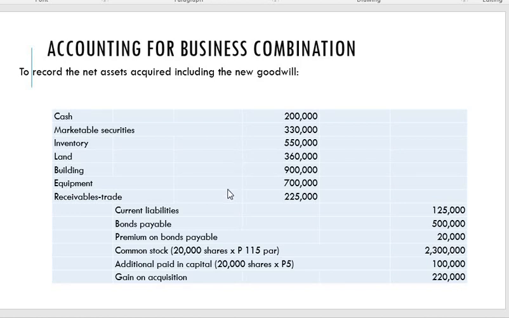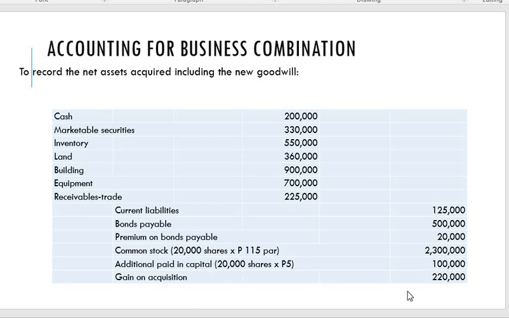Then yung common stock shall be credited always at par. So yung 20,000 shares niya times 115, that's 2.3 million. Okay? But yung additional paid in capital natin, 120 yung fair value, then 115 yung par. Okay, therefore may excess na 5. Okay? That's 100,000. So, di ba yung fair value is 2.4 million, 2.3 yung par nun, 100,000 yung excess. Okay, additional paid in capital.